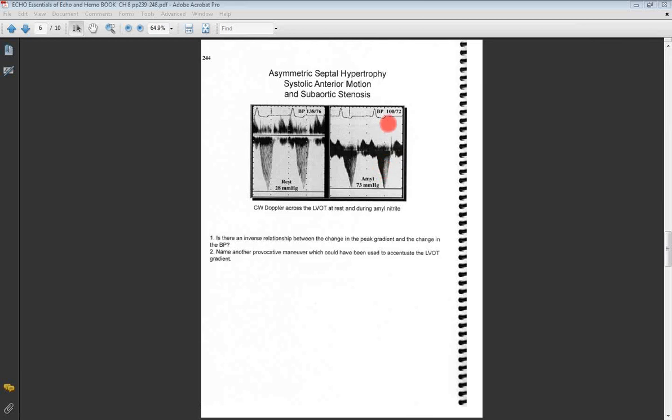Blood pressure actually goes down with amyl nitrate, so it's not pushing this against as much of a pressure. Another provocative maneuver that could be used to accentuate the LVOT gradient would be a stress test.